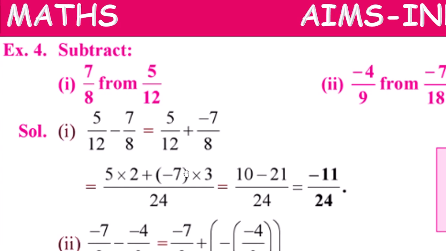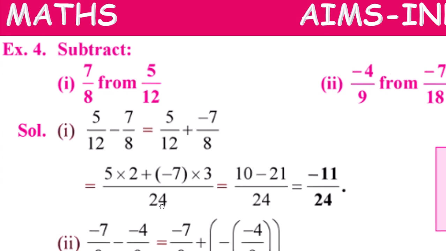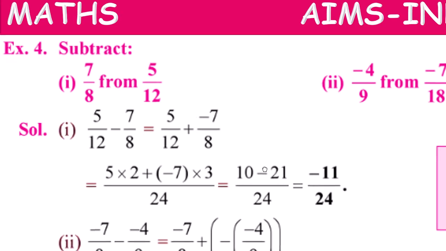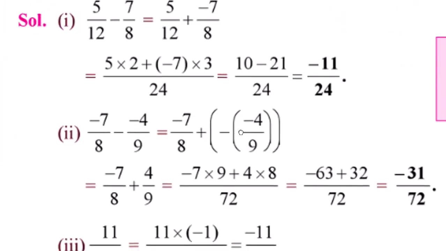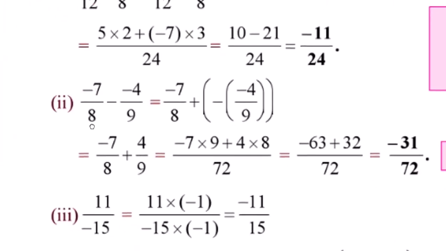Now 12, 8. What is the LCM? 24. 12 goes 2 times, the quotient is 2; with 2 we multiply 5, so 5 into 2 is 10. 8 goes 3 times; 3 into minus 7 is minus 21. So plus into minus is minus, minus 21 by 24. Minus 21 plus 10 is minus 11, so minus 11 by 24. That is the answer.